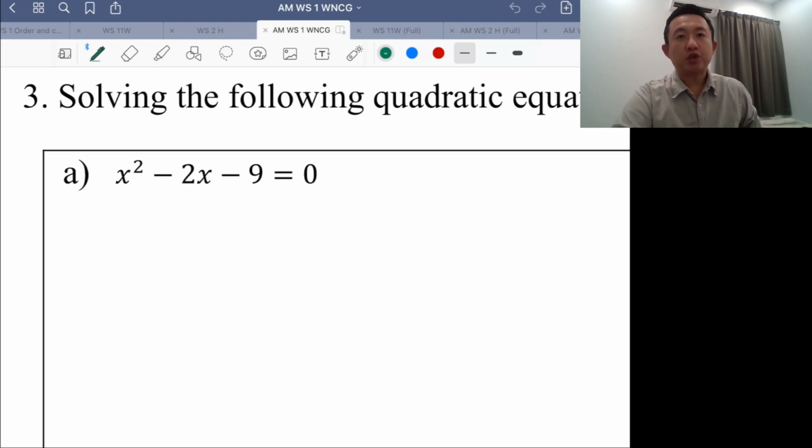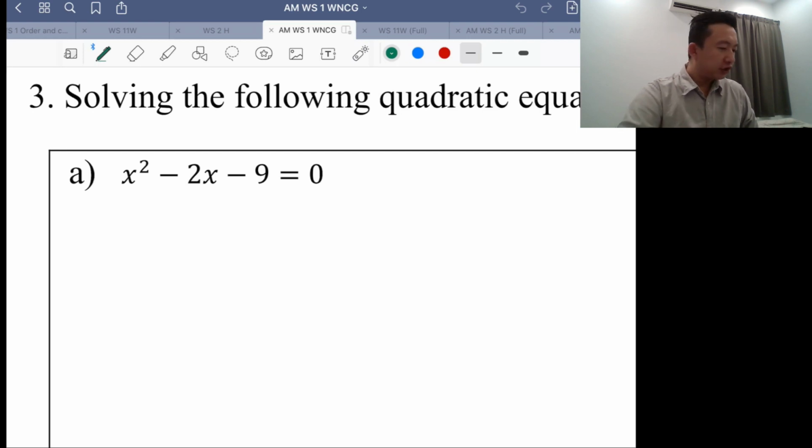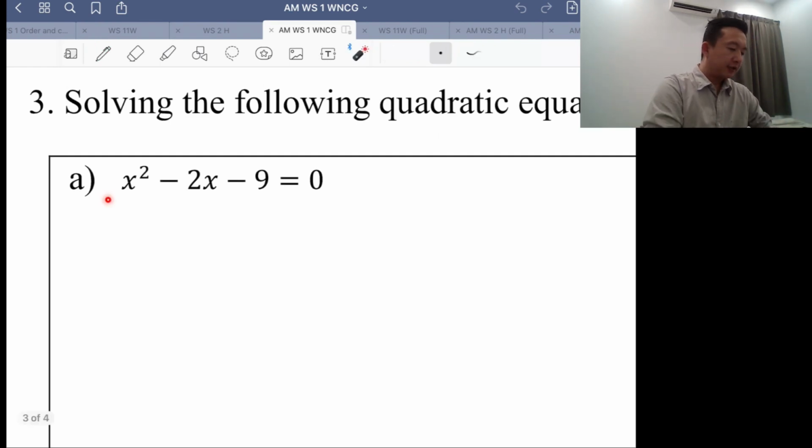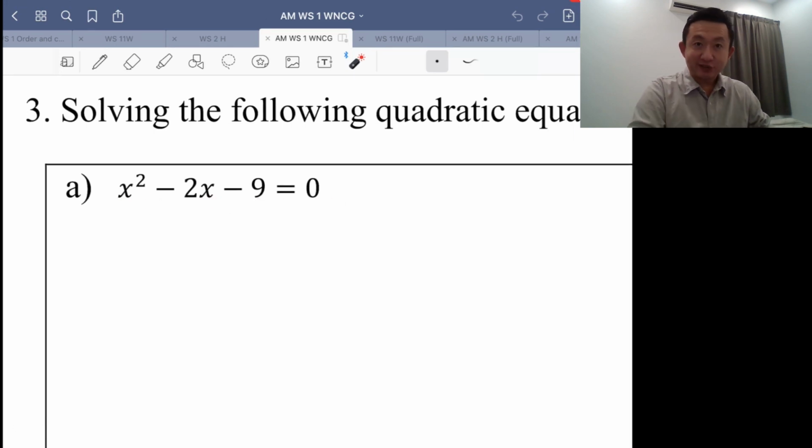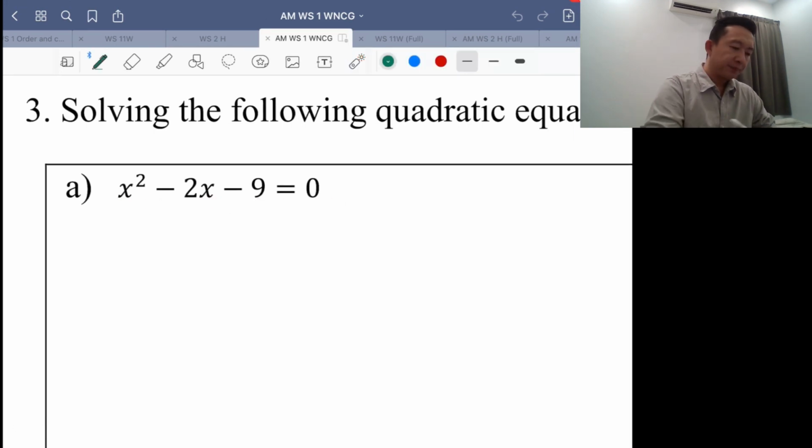In this video, we will talk about solving quadratic equations by completing the square. Let's have a look. The first thing we need to pay attention to is always making sure the quadratic equation is in general form. Let's have a look at this: x squared minus 2x minus 9. So this is in general form.